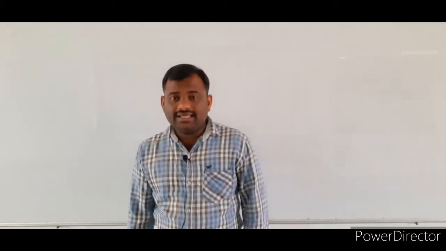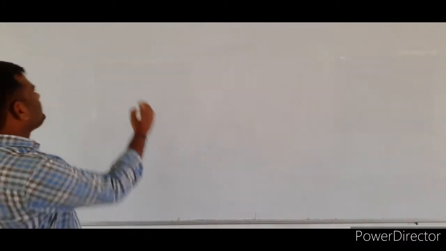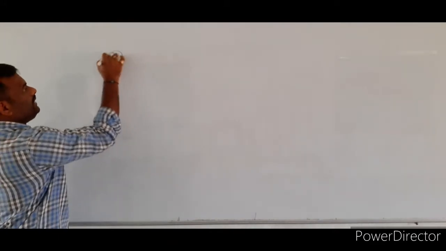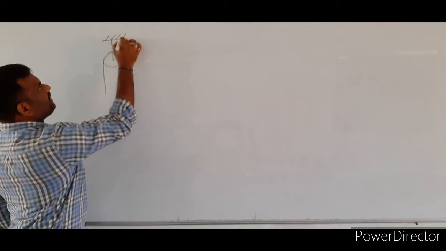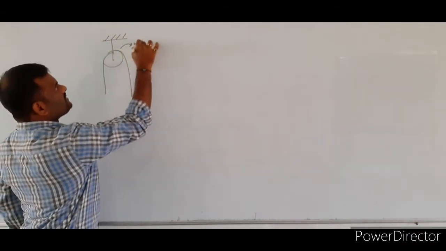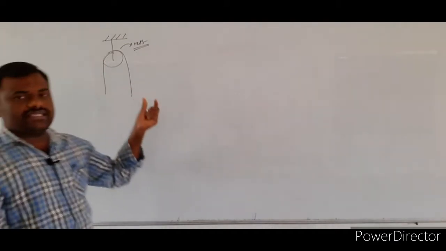Online classes. In the last class we discussed the Atwood machine. There we derived the general expression for the acceleration, as well as the tension and the thrust acting on the pulley. In that application, we assumed the pulley system, the pulley and the rigid support, this entire system, will be in the state of rest.